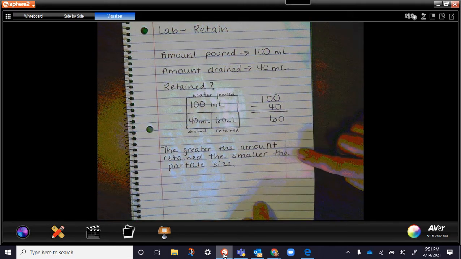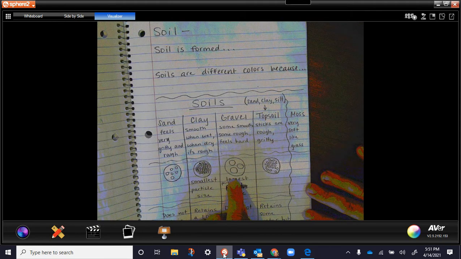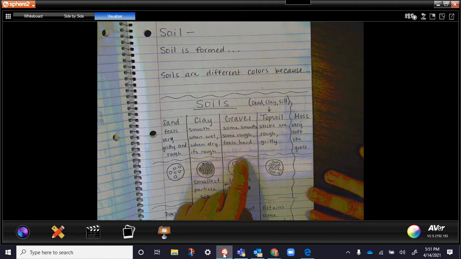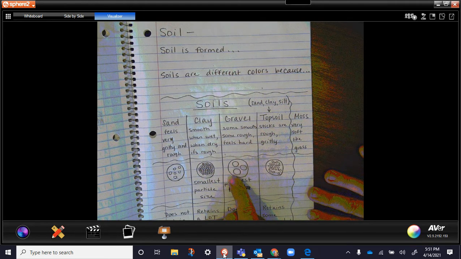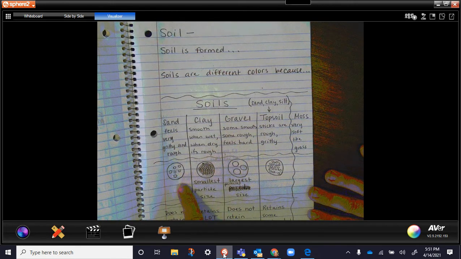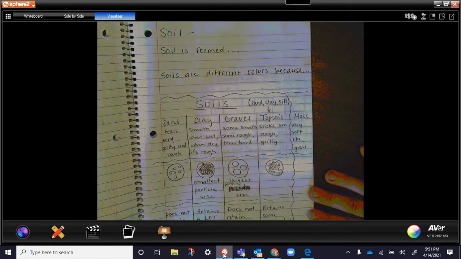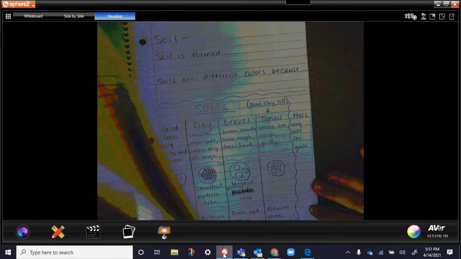The smaller the amount retained, the larger the particle sizes. So with things like gravel and sand, we've got these larger particles. Look at these gaps. That water can go right through. There's not much holding on to it. So it's easier to make its way through to the bottom of the container because we've got these large gaps. The water can easily go through.